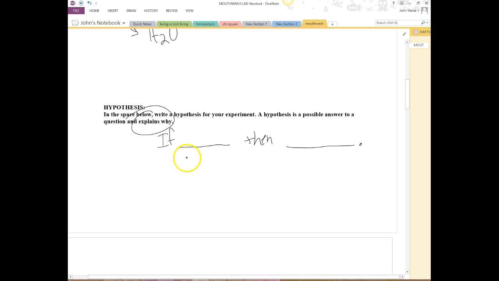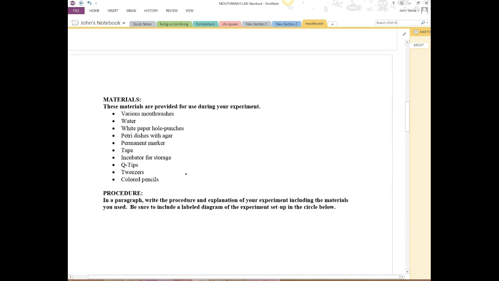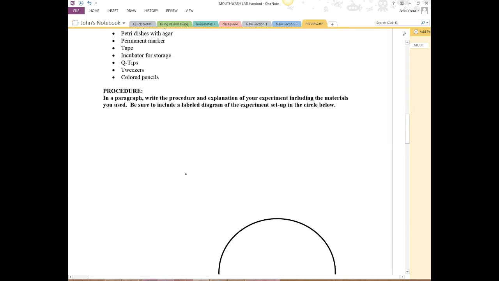So after you put your hypothesis, why did you say that? Because I feel that Listerine is the most famous brand, there's the most money, whatever. Or maybe it's because of the color, or maybe because of the ingredient in the back. I don't know. You have to have had a reason. These are all the materials that we used. You must write the procedure that you did in order, however many steps it takes.